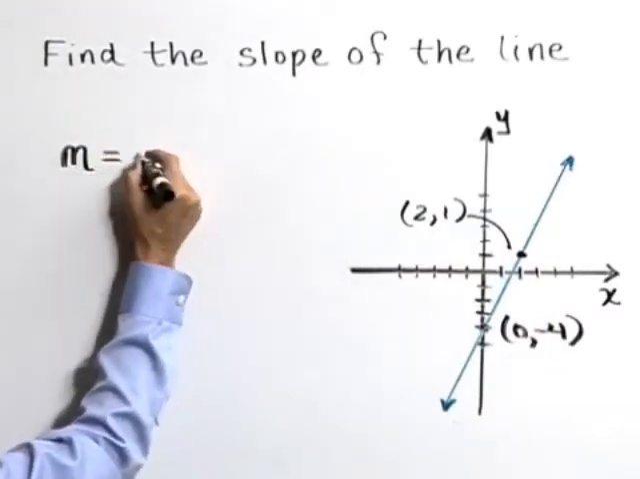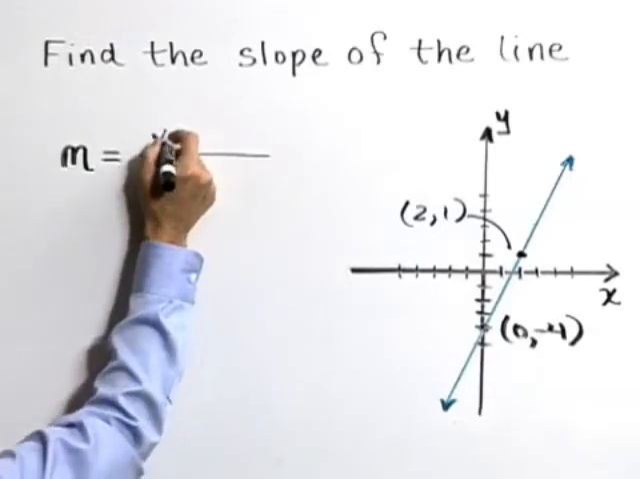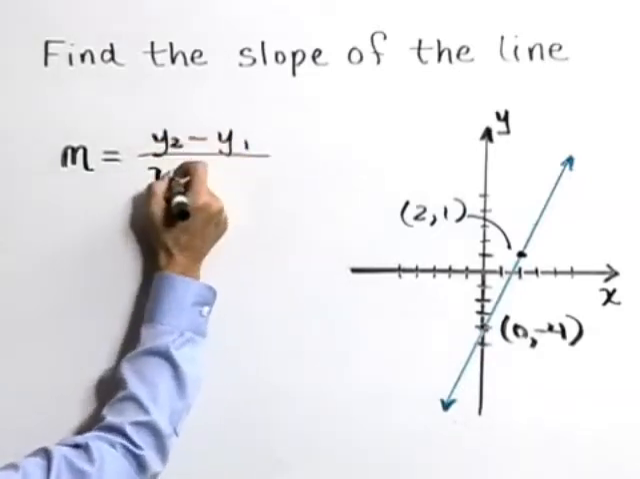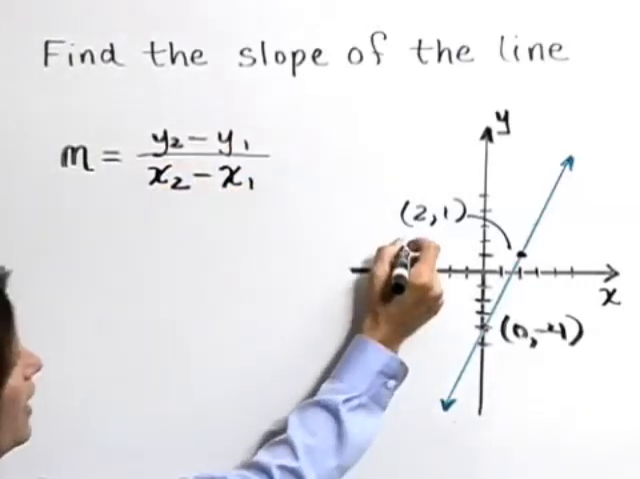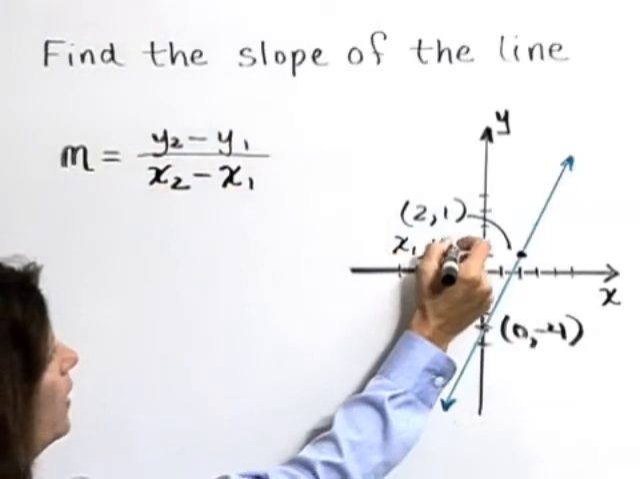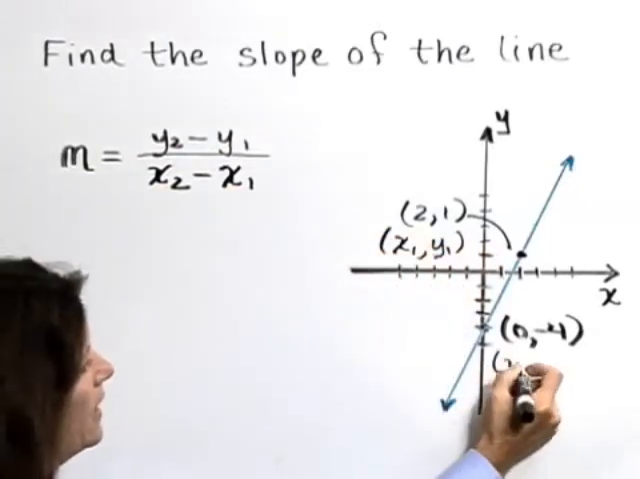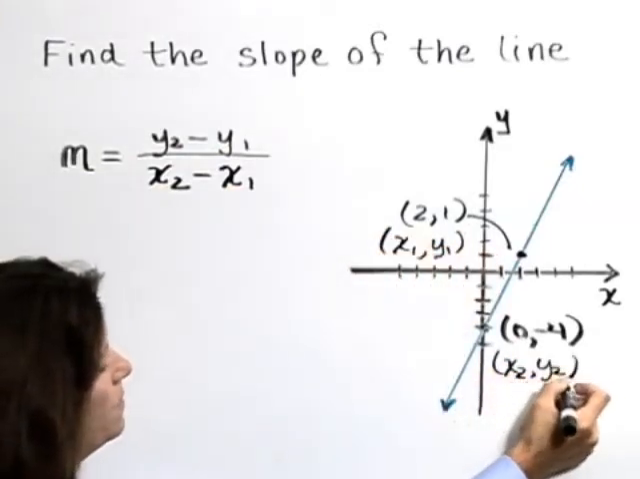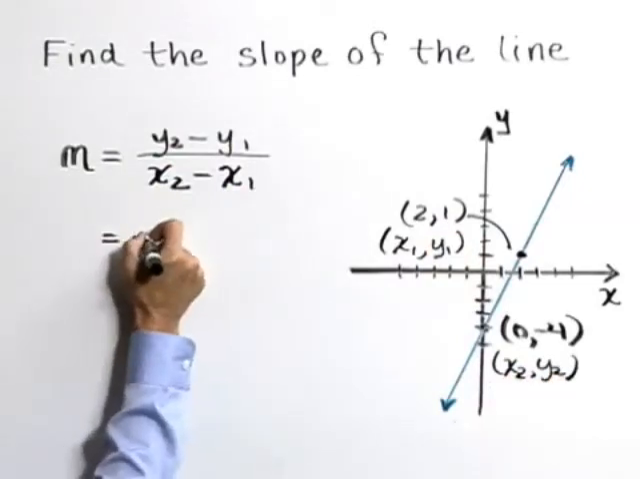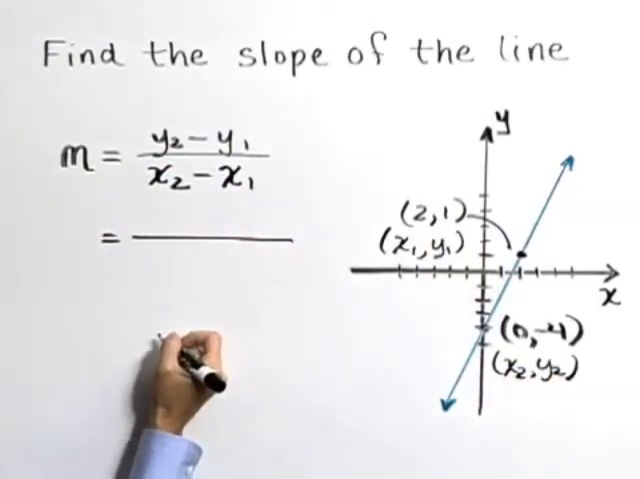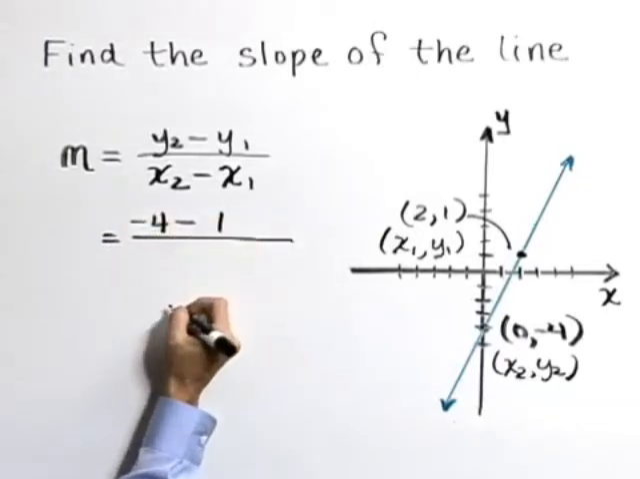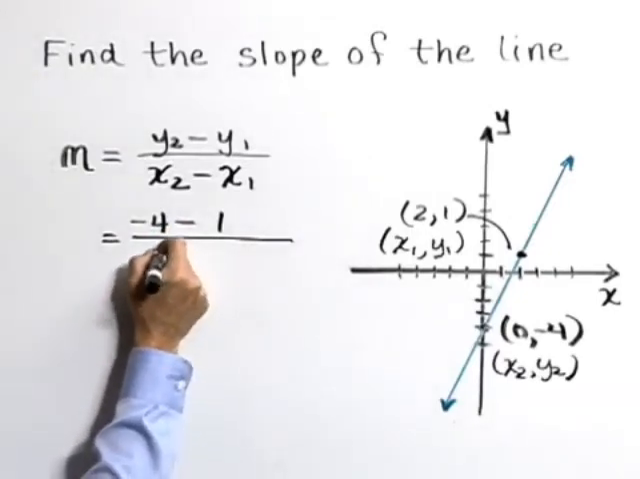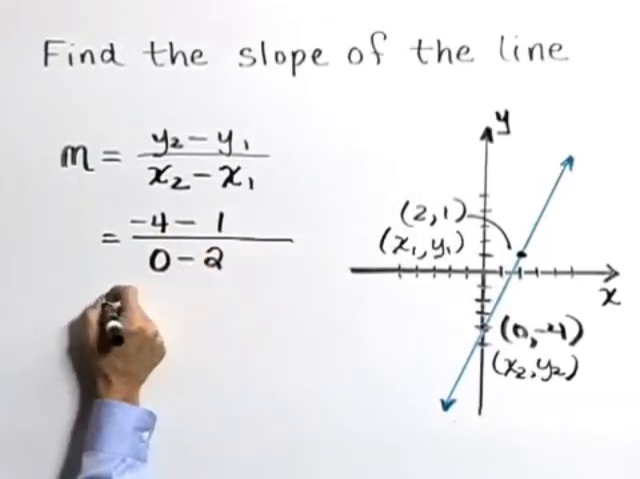The slope of a line is given by rise over run, or change in y over the change in x. If we identify these points as x1, y1, and x2, y2, now let's substitute and simplify. y2 is equal to -4 minus y1, which is the number 1. In the denominator, x sub 2 is 0 minus x sub 1, which is 2.